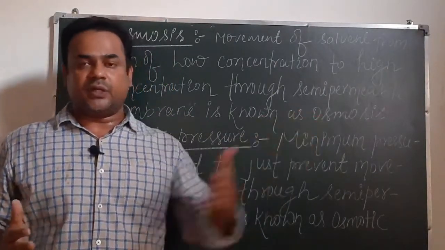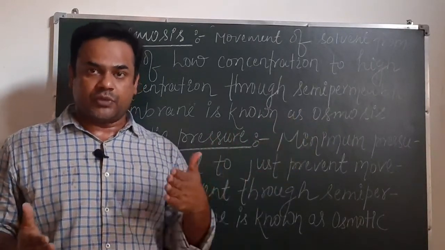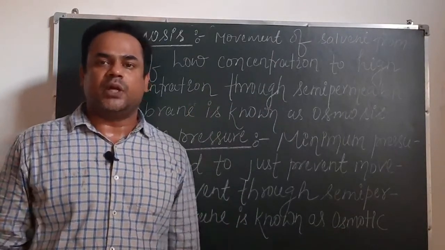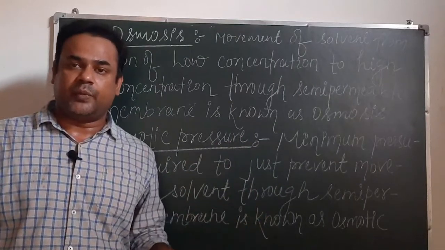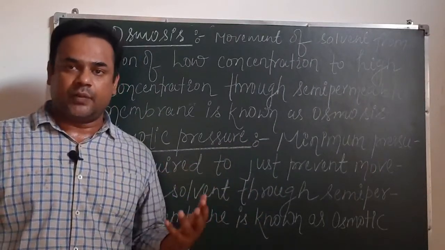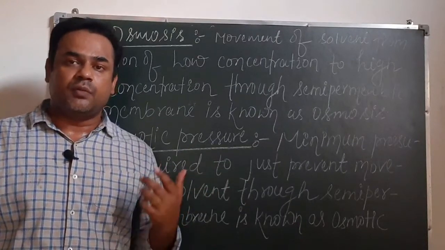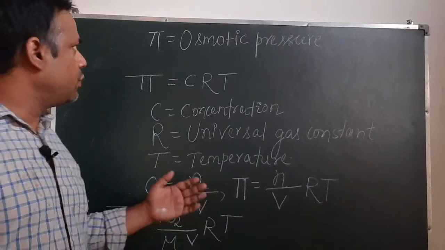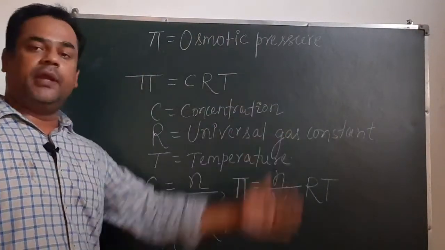And the pressure we are applying to prevent this movement of solvent molecules from opposite side on the semi-permeable membrane is known as osmotic pressure. This osmotic pressure is also a colligative property, and like all other colligative properties, this is also used for determination of molar mass of solute particles. So pi is used for the notation of osmotic pressure.